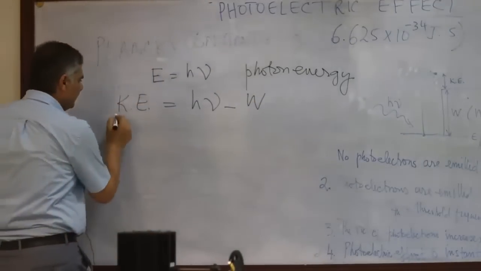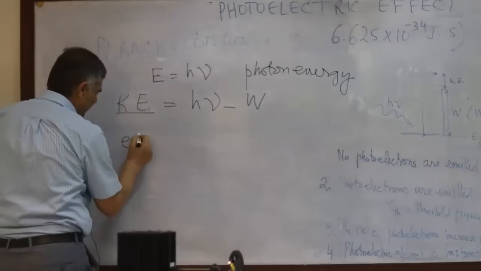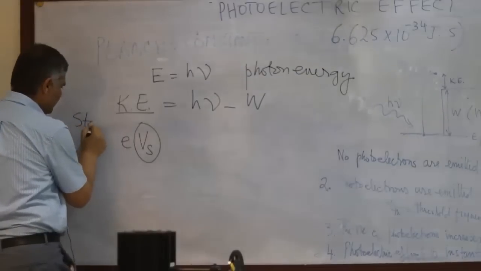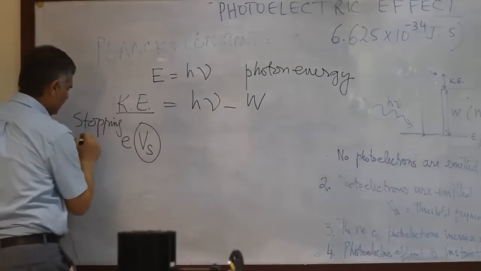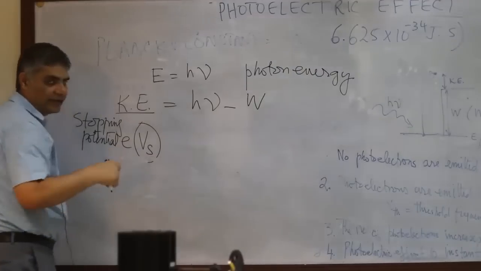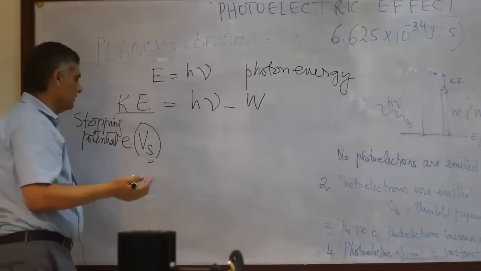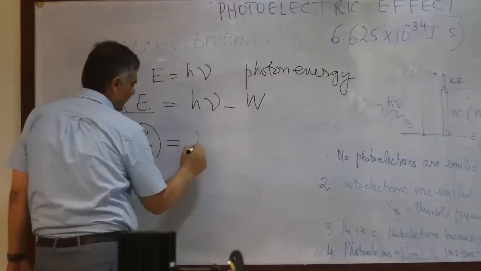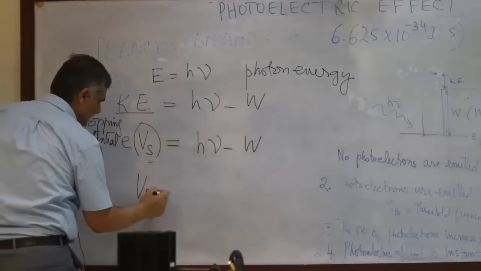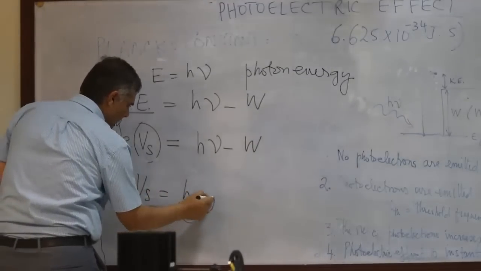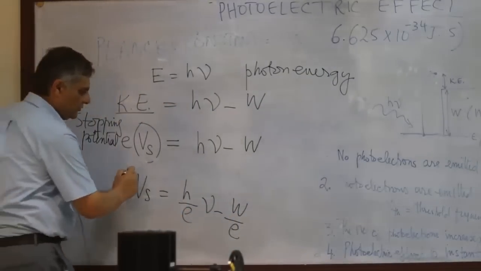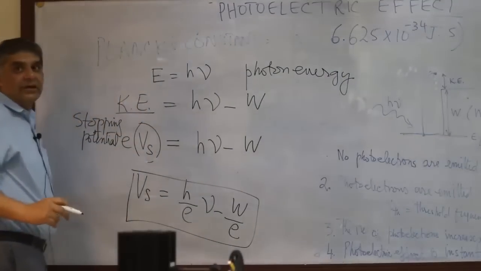In our experiment, we find out the h nu by eVs, where Vs is the stopping potential. ये आपने इलेक्ट्रॉन डिफ्रैक्शन में देखा होगा कि काइनेटिक एनर्जी इज रिलेटेड टू द अप्लाइड फील्ड जो फ्री इलेक्ट्रॉन का है, इज इक्वल टू h nu minus W. I can write down Vs is equal to h over e nu minus W over e. तो अब आप देखें, this is the equation of a straight line. ये स्ट्रेट लाइन की इक्वेशन है.